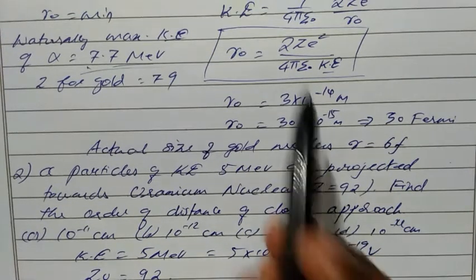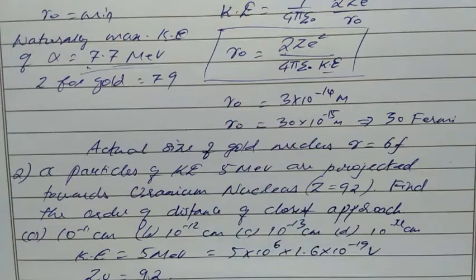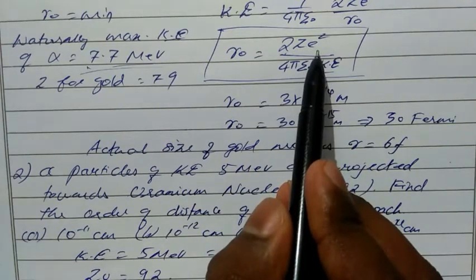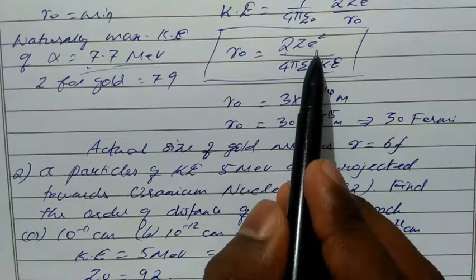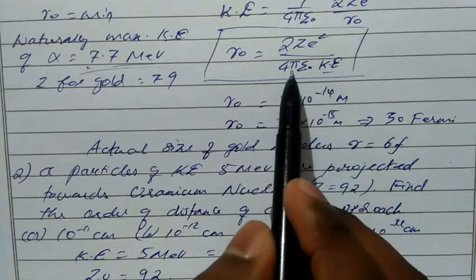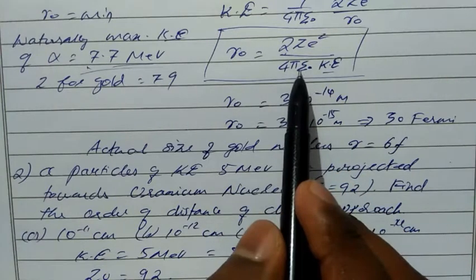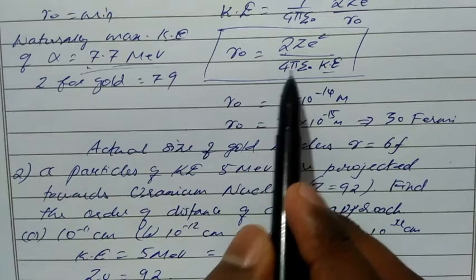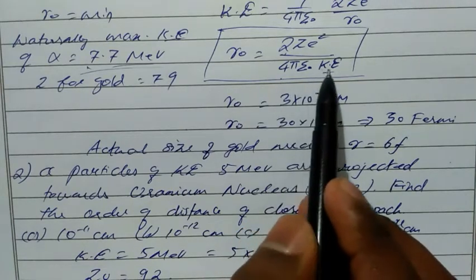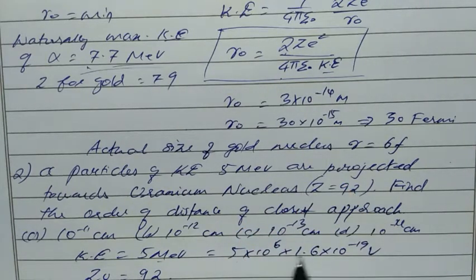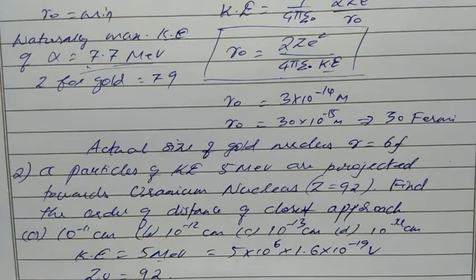So simply substitute all the values. 2 into Z is 92, then E 1.6 into 10 power minus 19 coulomb divided by 4 pi epsilon naught. We can take 1 by 4 pi epsilon naught as 9 into 10 power 9. Okay, then kinetic energy given 5 into 10 power 6 into 1.6 into 10 power minus 19. If you substitute all the values, you will get the answer in meter, but our options are in centimeter. So you have to convert meter into centimeter, then find the answer.